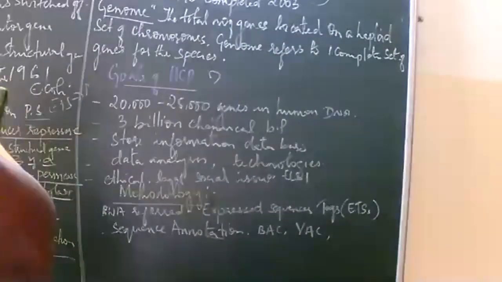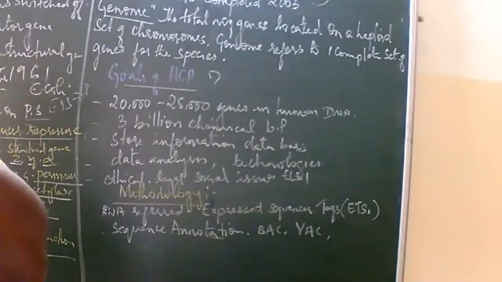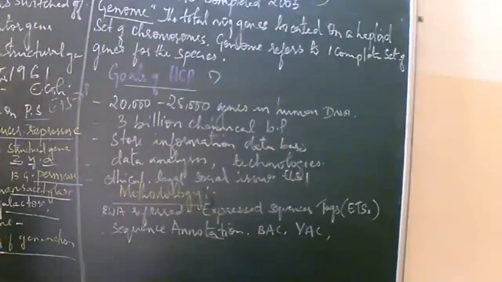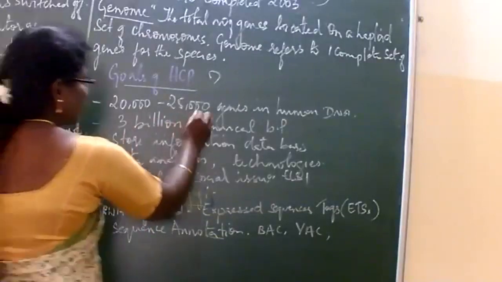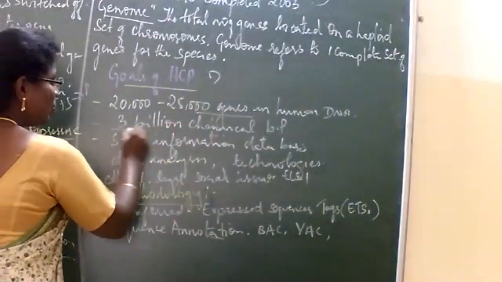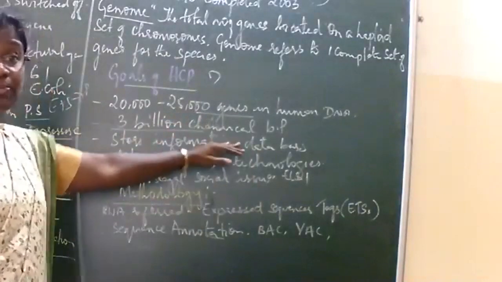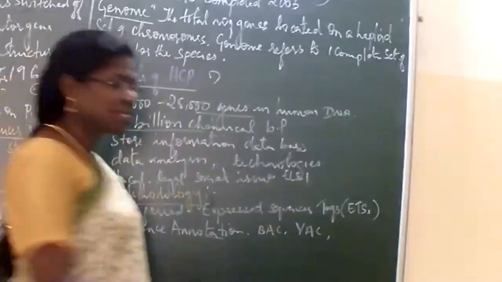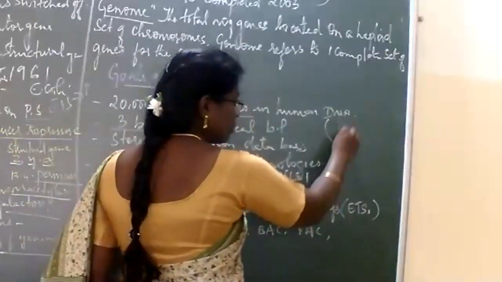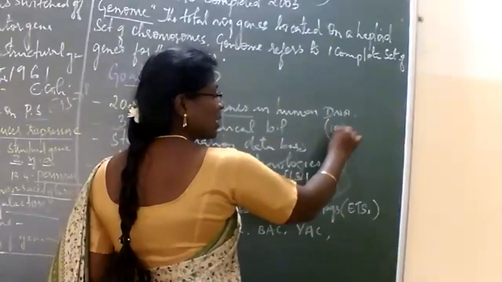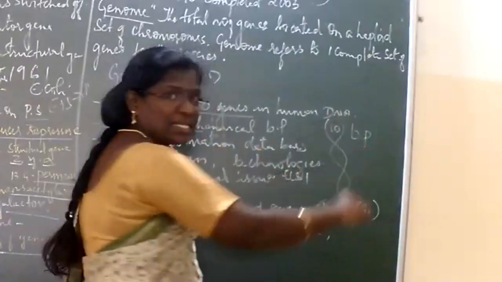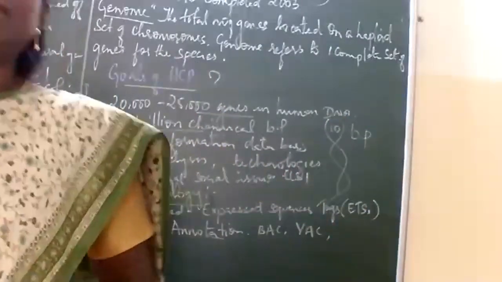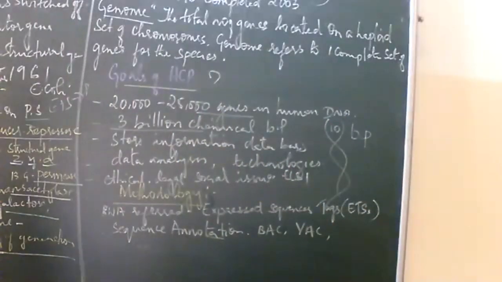Next, determine the sequence of all 3 billion chemical base pairs. So these genes have 3 billion chemical base pairs. We know that one turn of the double helix structure has only 10 nucleotide base pairs.